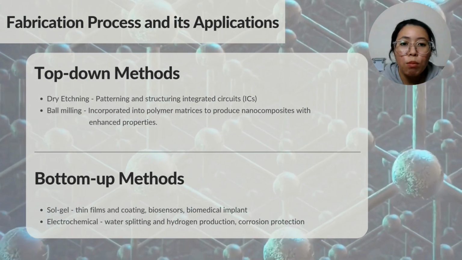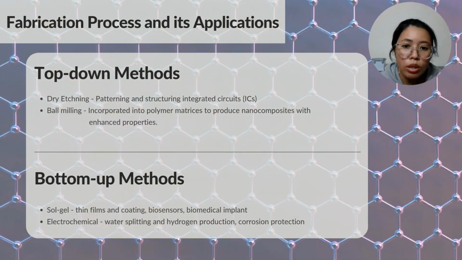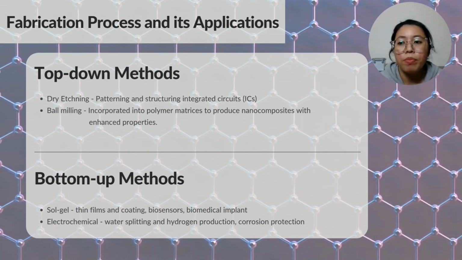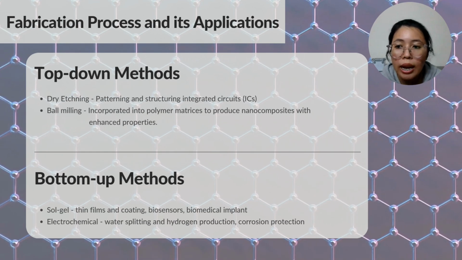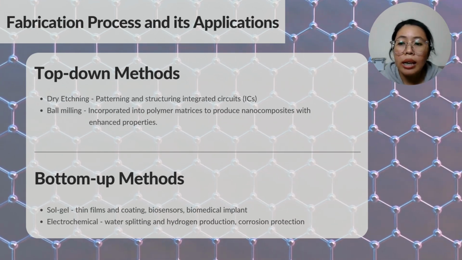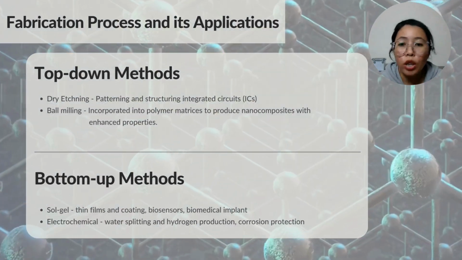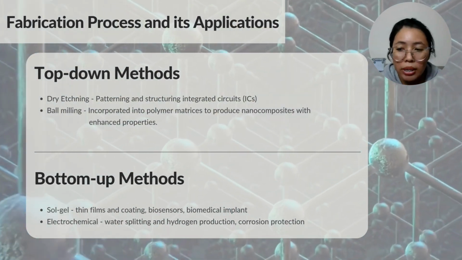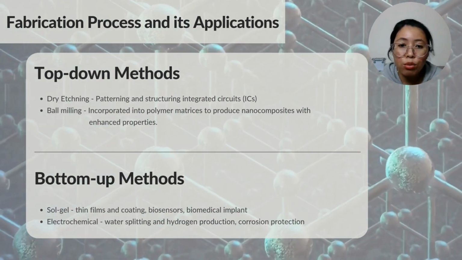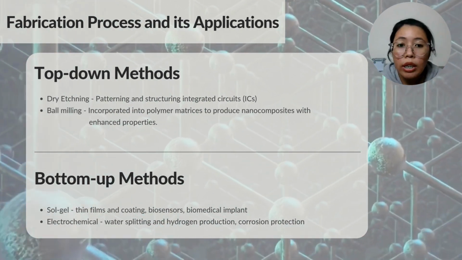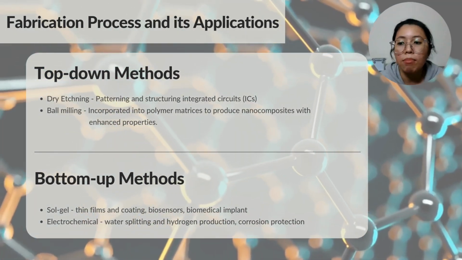The next one we have is ball milling. It involves grinding bulk materials into finer particles using mechanical force. This method can produce nanoparticles by repeatedly fracturing and welding the particles. It is ideal for mass synthesis of nanoparticles with excellent purity. It is frequently incorporated into polymer matrices to produce nanocomposites with enhanced properties.